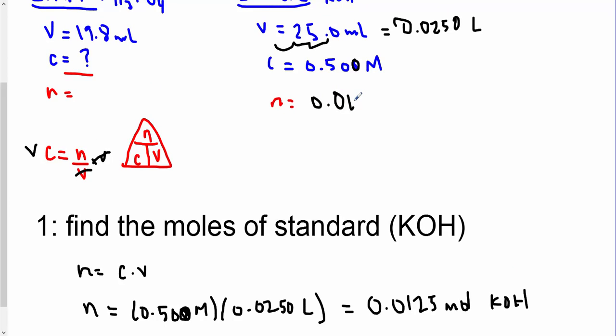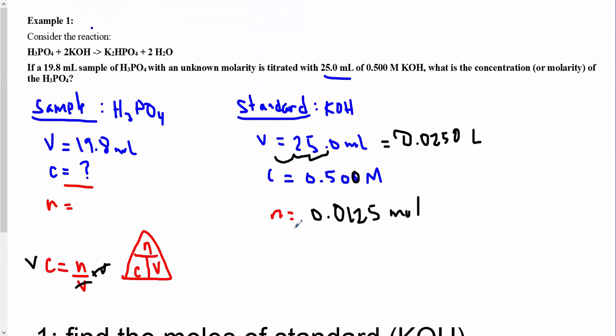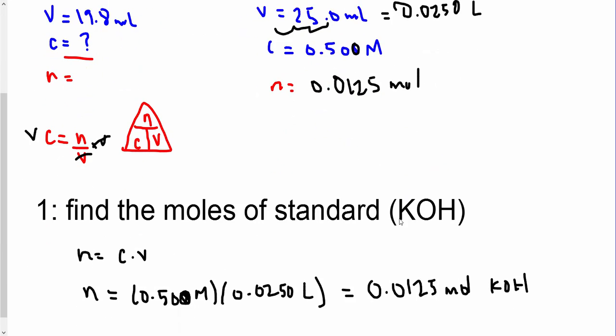0.0125 moles. All right, great. Now we know how much standard we added in moles, and we can now cross the mole bridge in our reaction equation using the mole ratios of the standard and the sample. So we're concerned about the mole ratio between KOH, our standard, and the phosphoric acid, our sample. And that's our next step. So step 2 is to cross the mole bridge and find the moles of sample.